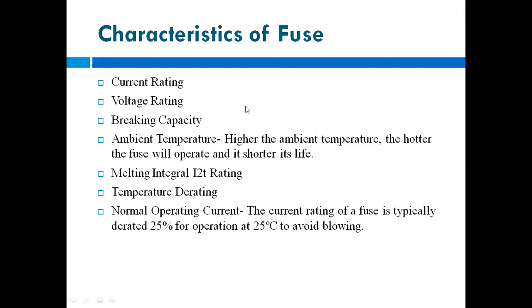Yes. So on every fuse, some rating is given, right? So it is a 10 ampere fuse, 15, 20 ampere. So what is meant by that current rating? What happens if the current is flowing below that value, above that value?